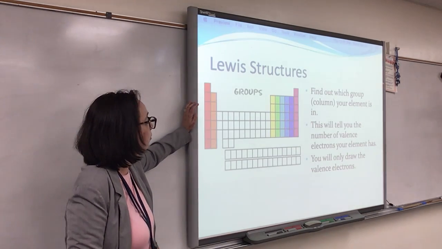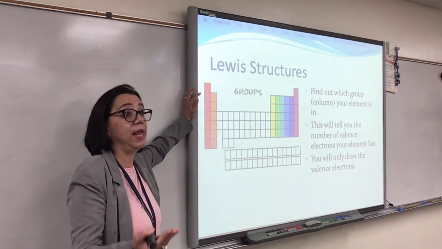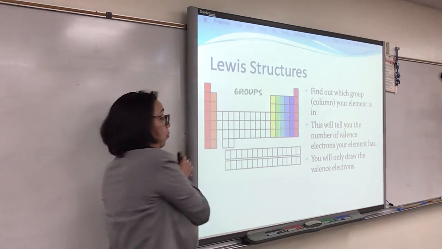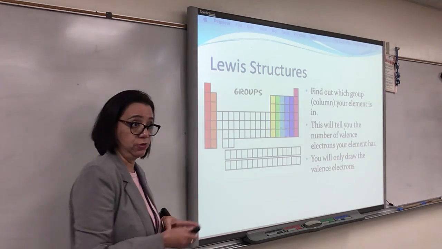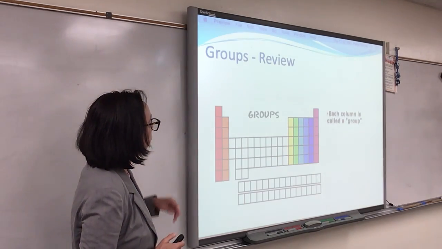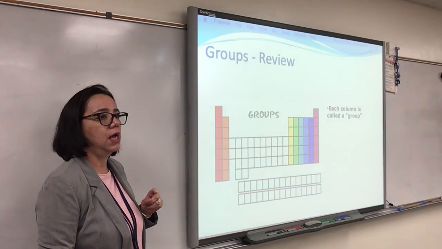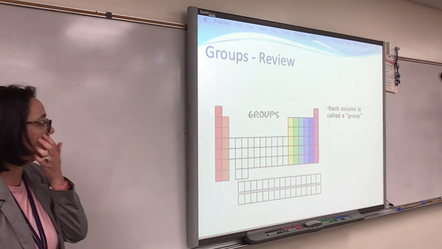So here we go again. First of all, you need to find out what element you're talking about, and the group will tell you how many valence electrons it has. Another name for groups? Columns or families. Okay, very good.